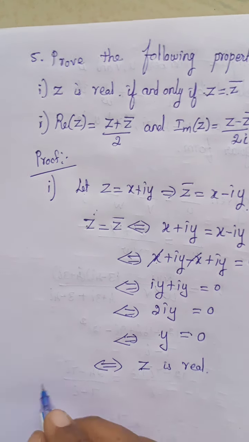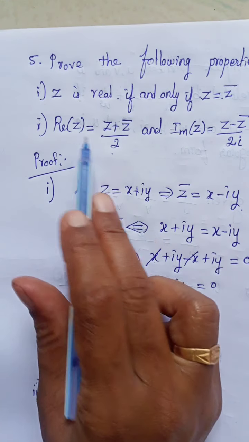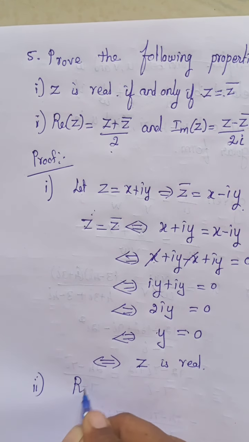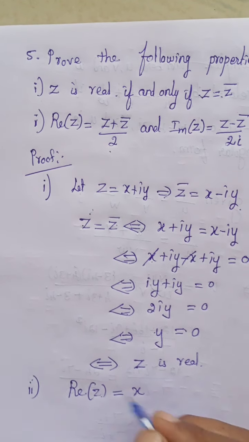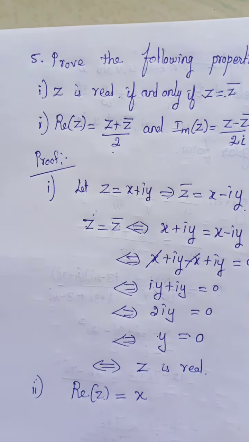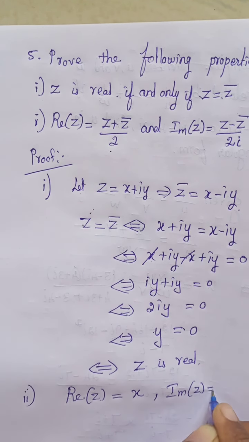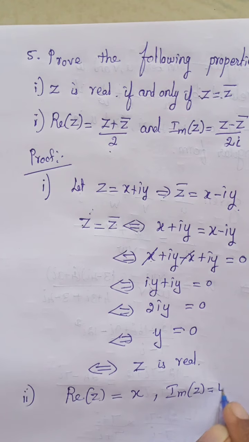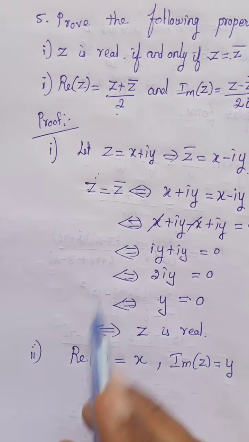Okay. See the second subdivision. (Z plus Z bar) by 2, that's real part of Z. See, I am writing first. Real part of Z, what is that? x, isn't it? Here real part of Z is x. And the same way, imaginary part of Z is, in x plus iy, y. We will check whether we are getting that or not.